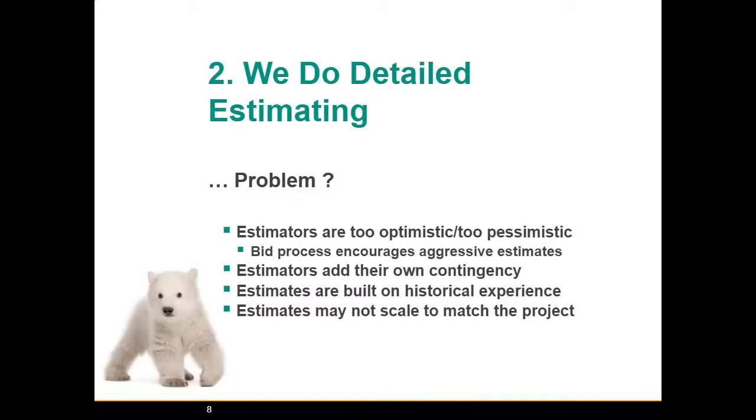We do detailed estimating too. But the problem is our estimators may be too optimistic or too pessimistic, particularly if it's a bid process because they need to be aggressive to win the work. Estimators also may add their own contingency. It's the once burned, twice shy approach, where if they make contingency a line item, someone's just going to take it away. So they hide it everywhere. Estimates are built on historical experience, which again may not match what's going on the project. And they may base estimates on smaller or larger projects, and it doesn't always scale linearly from a large project to a small project.